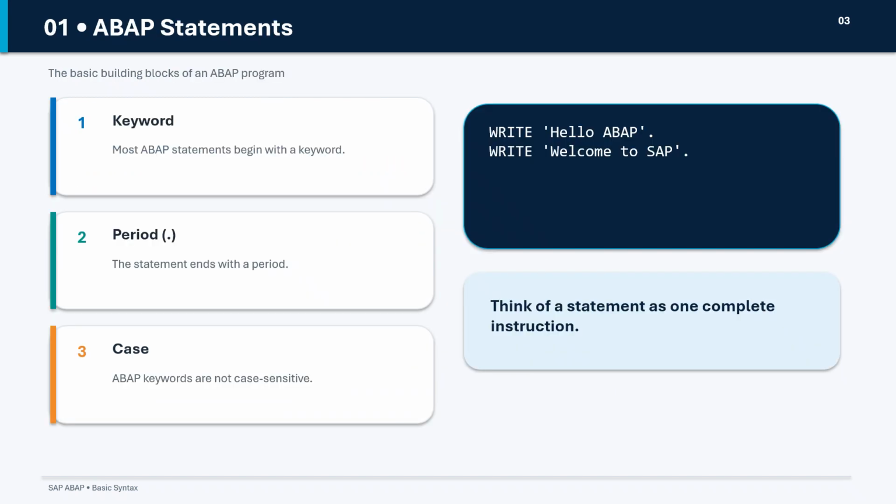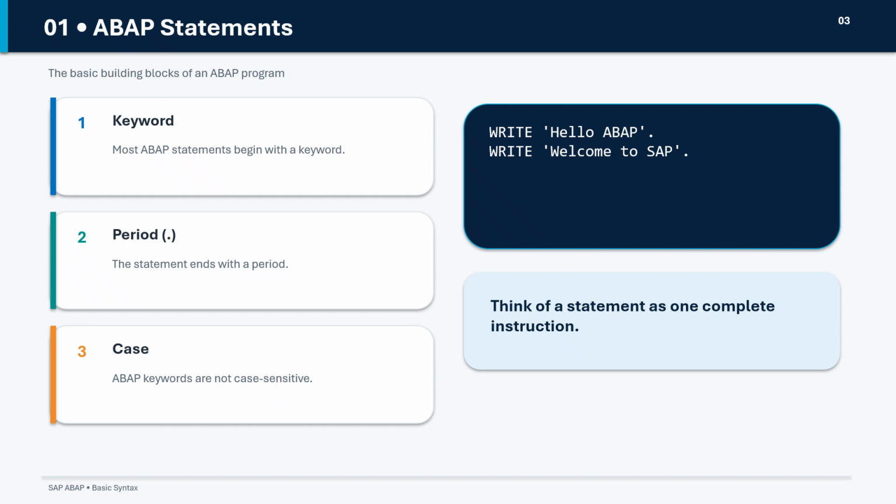An ABAP source program consists of comments and ABAP statements. An ABAP statement generally begins with a keyword and ends with a period, the dot symbol. And ABAP is not case sensitive for keywords and identifiers.